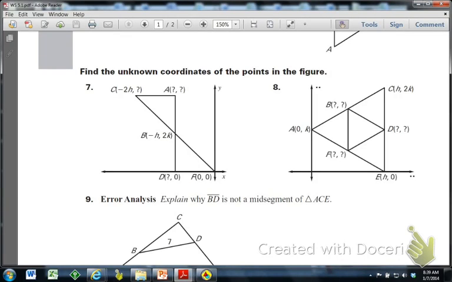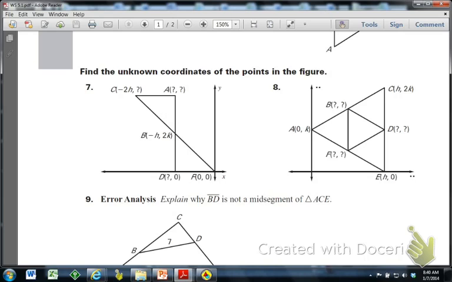Okay, now we're going to talk about 5.1 number 7. This is a problem that gives a lot of students difficulty. And what they want you to do is find the coordinates of the points in the figure. And right off the bat, when I look at this, I got to say, okay, they gave me the points right in here. They gave me point B as negative h and 2k.